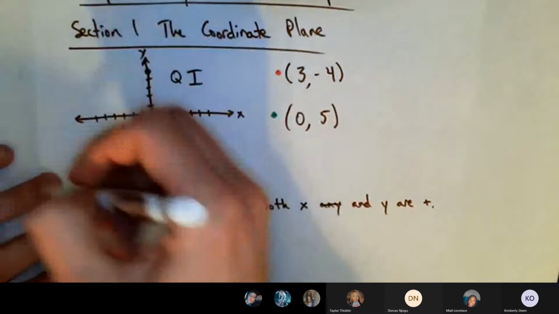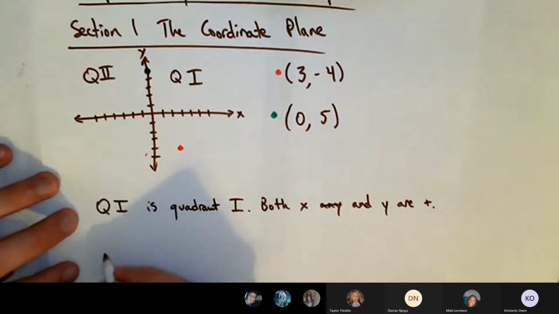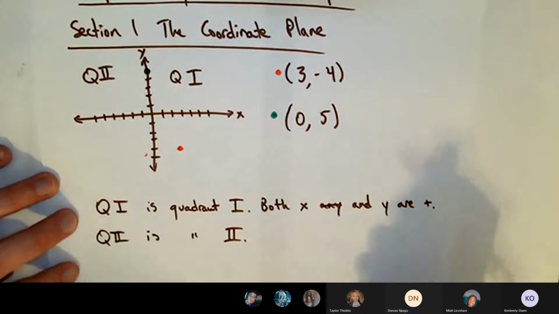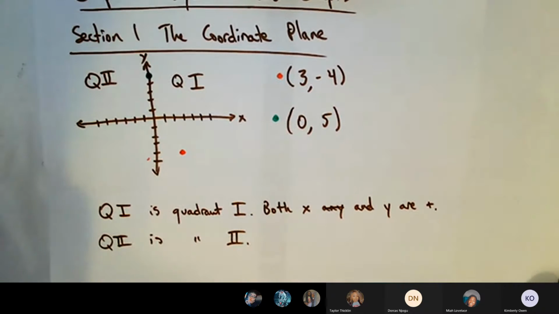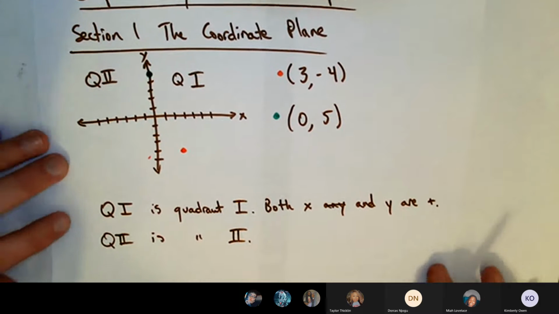Okay, now going counterclockwise, we have quadrant 2. And let's see, Aviana, what would be positive and negative in quadrant 2?